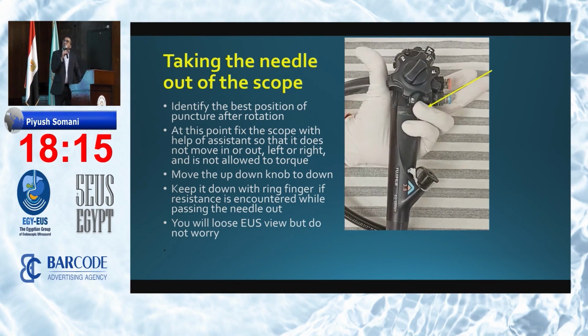At this point, fix the scope with the help of an assistant so that it does not move. Move the up-down knob to down. Keep it down with the ring finger if you feel resistance. We will not see the EUS view, but still there is no need to worry.